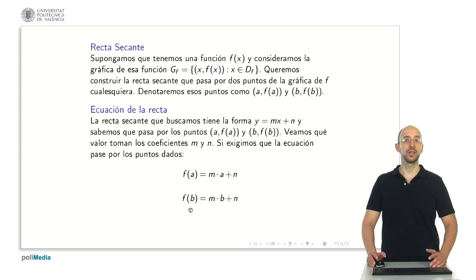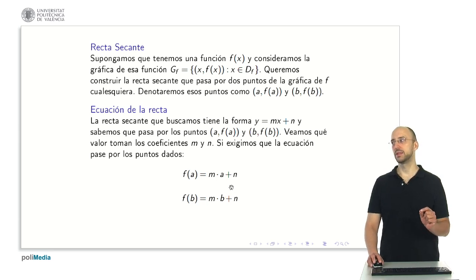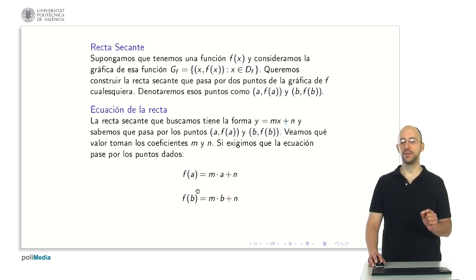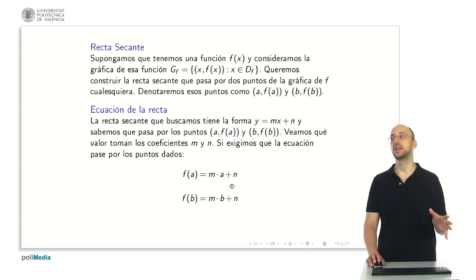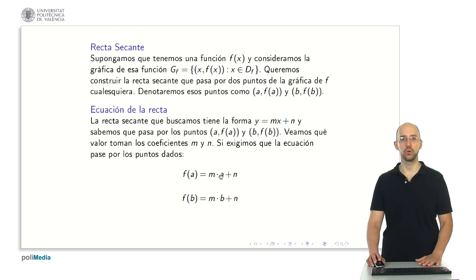It might appear a bit unusual, but it's important to keep in mind 2 key aspects. a, b, f of a, and f of b are values that you should already have, while m and n are the variables representing the unknowns. Even though it may seem like everything here is unknown, that's not the case. a and b are known quantities, and f of a and f of b are also known. The only variables to solve for are m and n.